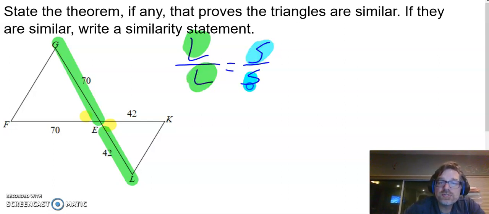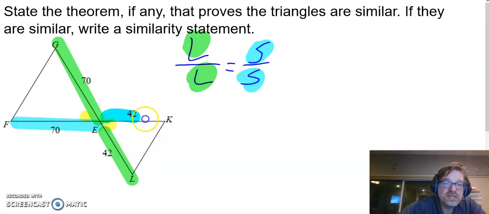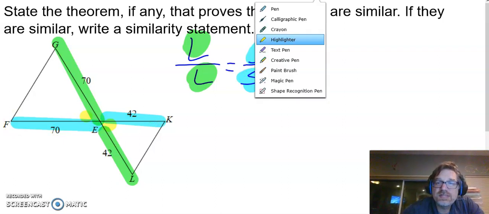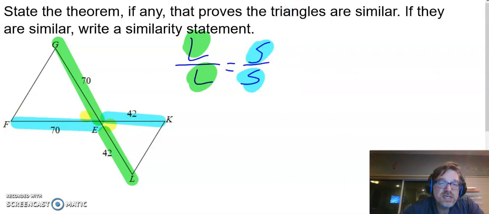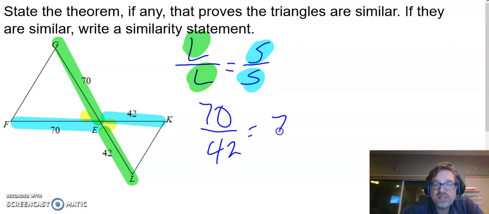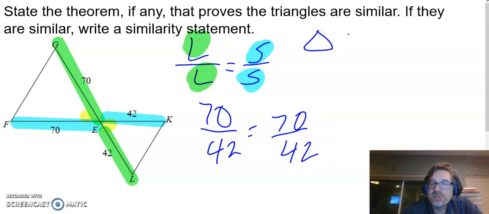Then I have my short sides. Oh, 70 again, 42 again. Well, that makes it easy. And the reason it makes it easy is because 70 over 42 definitely equals 70 over 42. I don't even need to reduce the fraction. So I do know the triangles are similar.